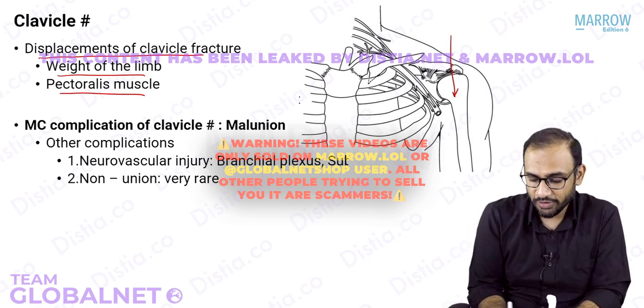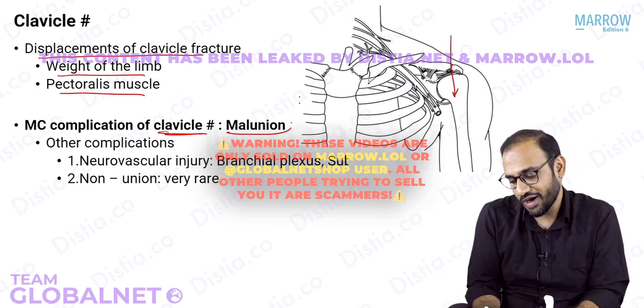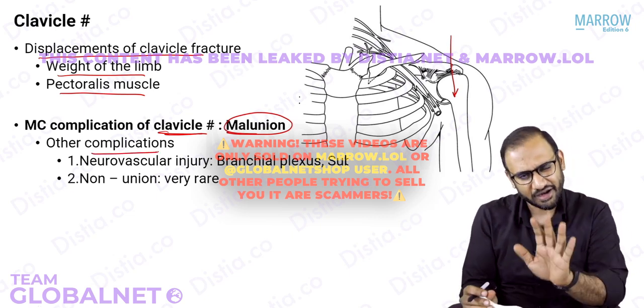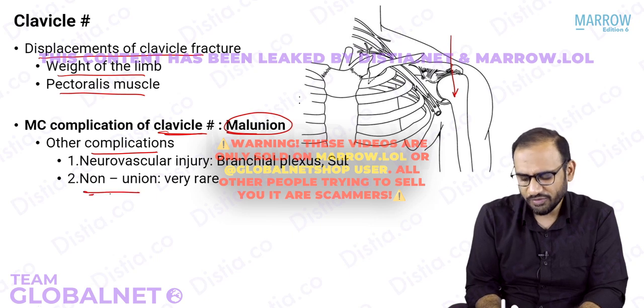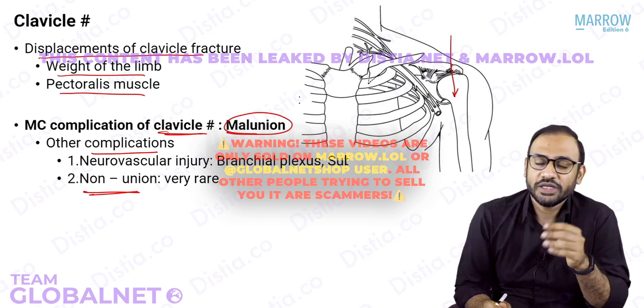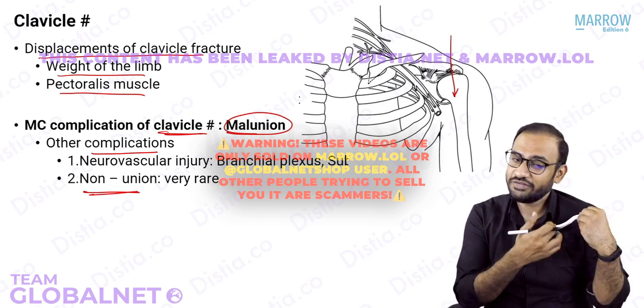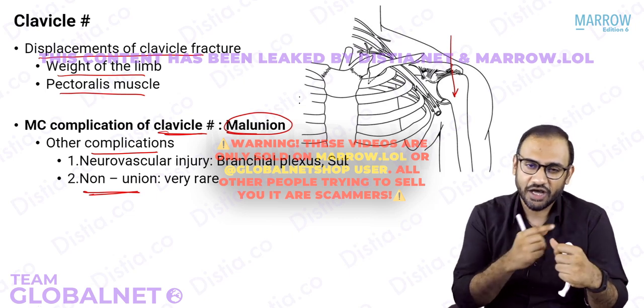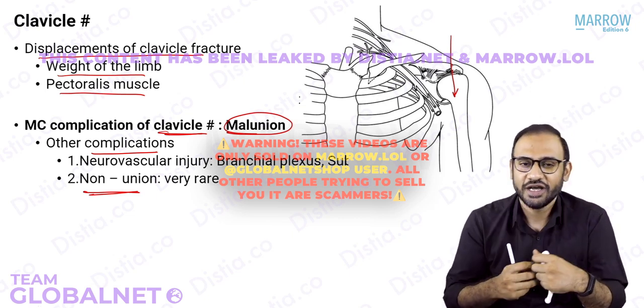Now the most common complication of clavicle fracture is malunion. Very, very important MCQs. Other complications are rare. Non-union is extremely rare, because I told you bones that undergo malunion rarely undergo non-union. And the other complication I want you to recall is, whenever there is a clavicle fracture, the neurovascular structures around its periphery, around its circumference, will get injured.